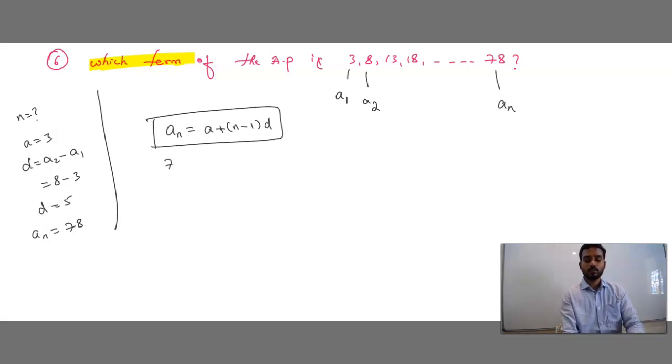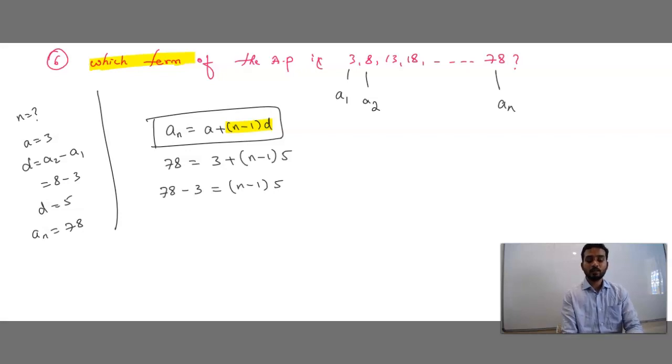So what is the nth term? 78. What is the first term? 3. Plus n, we don't know, minus 1. What is d? 5. Remember children, this (n minus 1) into d is separate, a is separate, because in between we have a plus symbol. If plus or minus comes in the center, remember that the complete term is different: (n minus 1)d is different, a is different. Now I need to find n. So keep the complete n term separate, and shift the rest of the terms to the other side. So 78 minus 3 is equal to (n minus 1) into 5.